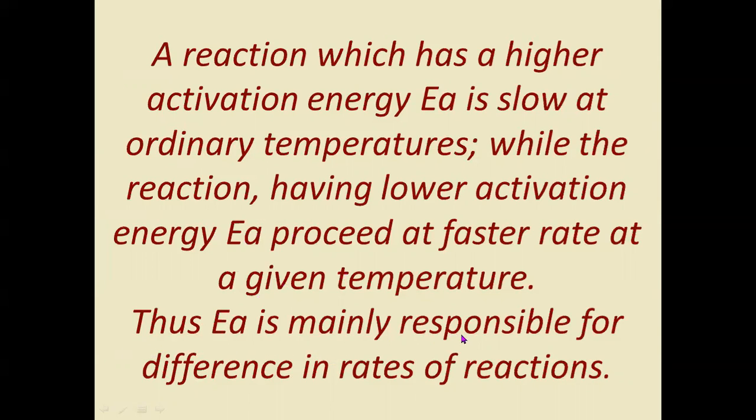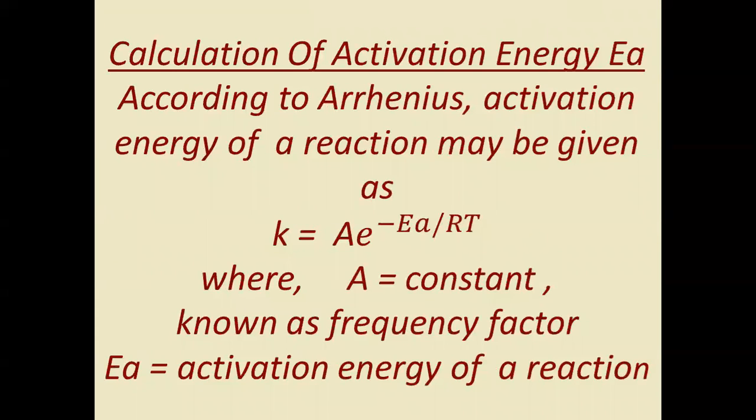Thus, EA is mainly responsible for the difference in rate of reaction. So, different reactions proceed at different rate or velocity. Why is that difference there? Because of the difference in EA values of those reactions. If EA is less, then the rate is faster. If EA is high, the rate is slow. Now, how to calculate the activation energy?